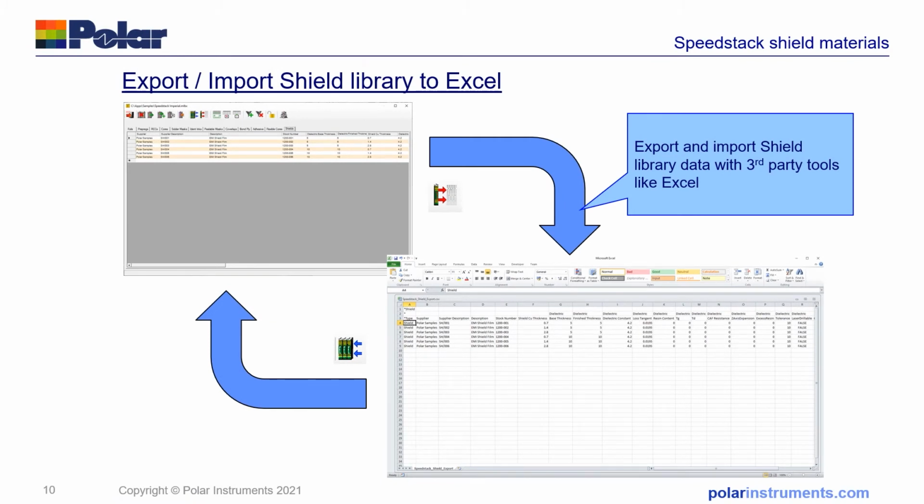If you want to do a lot of manipulation with the library data, it's better to export it from the Speedstack library into a third-party tool like Excel, perform any manipulation you want on the library, and then you can re-import it back into the shield library. And the same is true for all the other materials within Speedstack.